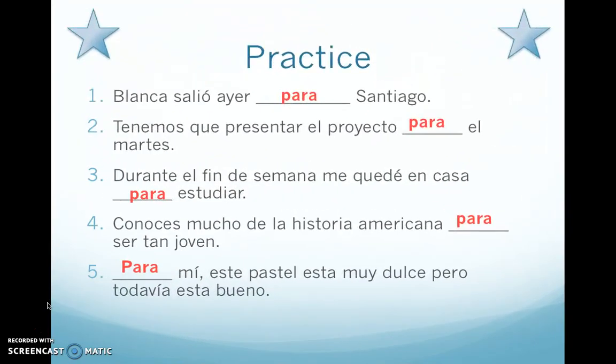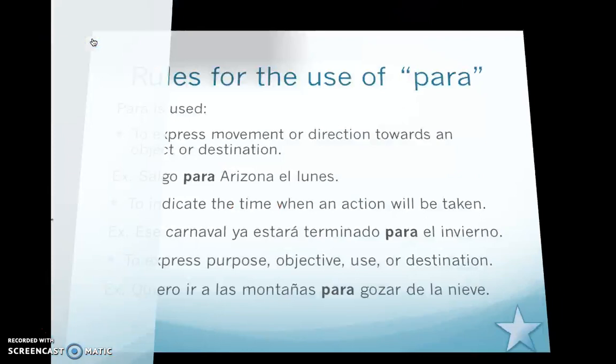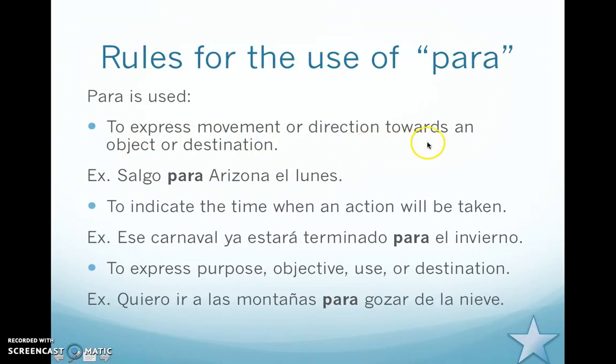Now let's try to practice the use of para by applying the rules we have learned. Number 1. Blanca salió ayer para Santiago. What is this sentence expressing? It is indicating that Blanca left to a certain destination. If we use our trick, this sentence is talking about someone who left to a certain destination but has not yet arrived. Therefore, it is looking ahead. To make sure para is the correct answer, we can look at our first rule, which states to express movement or direction towards an object or destination.